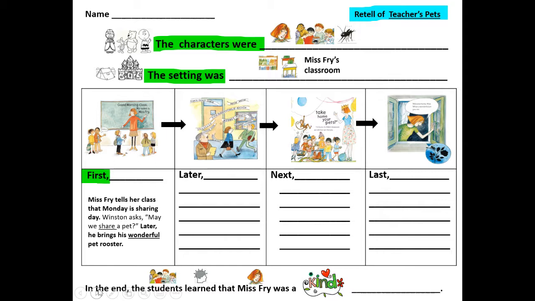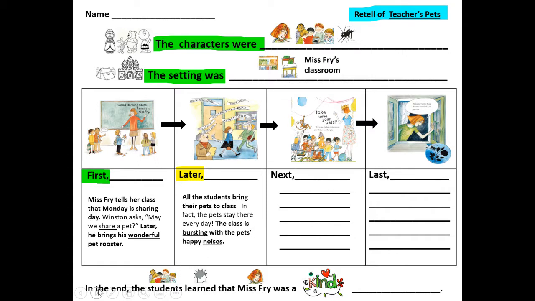Now, when I ask you a question about the next picture and I say the sequence word, I want you to finish it. Here we go. Later, look closely at the picture. Later, what's going on in Miss Fry's classroom? Later, the students. Well, later, all the students bring their pets to class. In fact, the pets stay there every day. The class is bursting with the pets' happy noises.